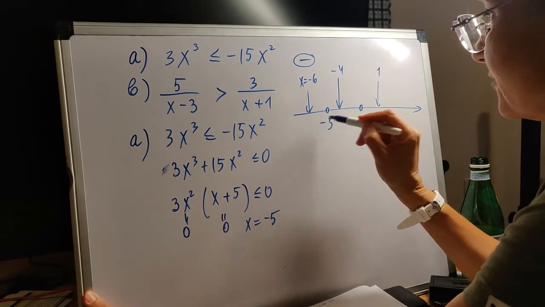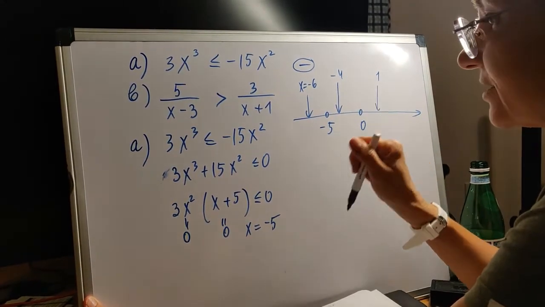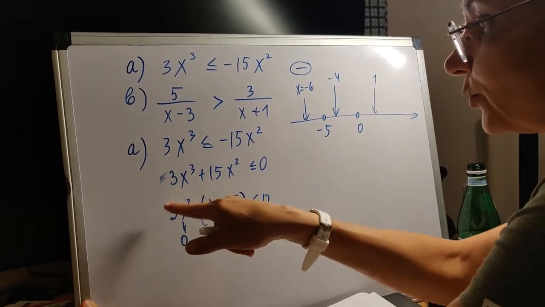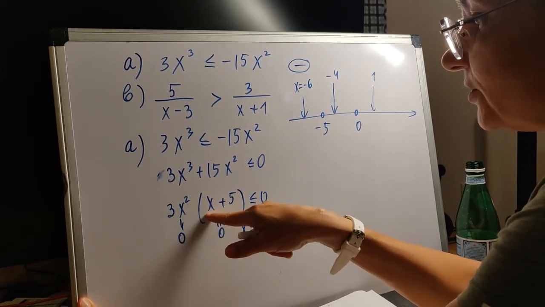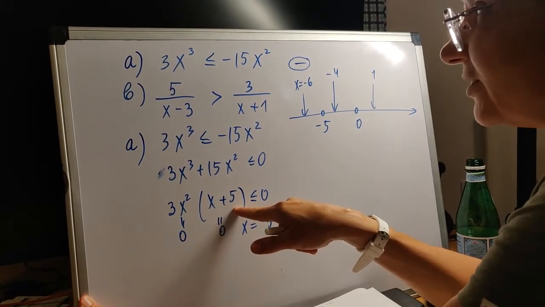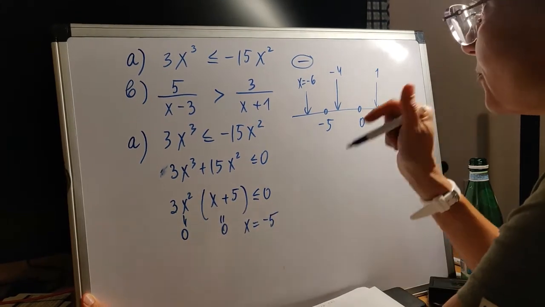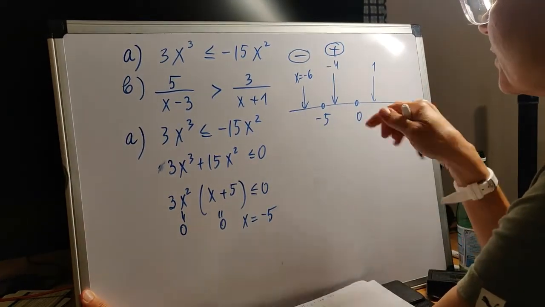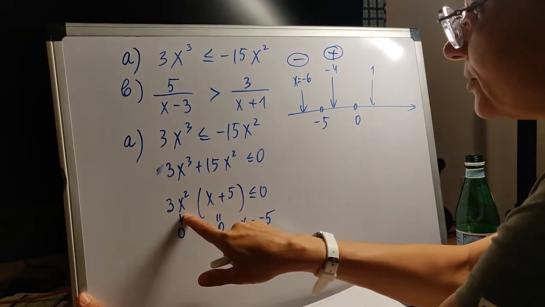My second interval from negative 5 to 0, point negative 4. Again, this term is always positive, not the term, the factor. This is going to be negative 4 plus 5, which is going to give me 1. So positive times 1 is positive. So I'm going to put a little plus over here. And 1 over here, still a positive number here.